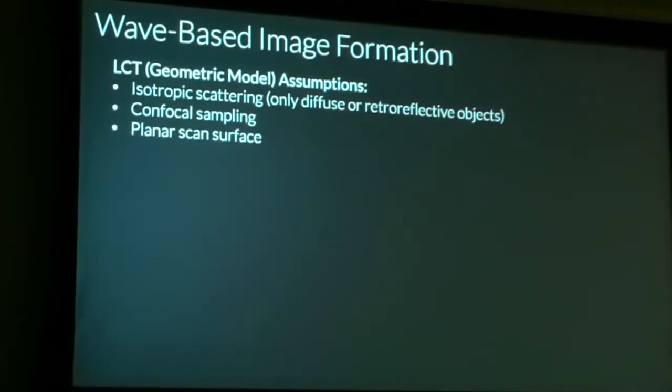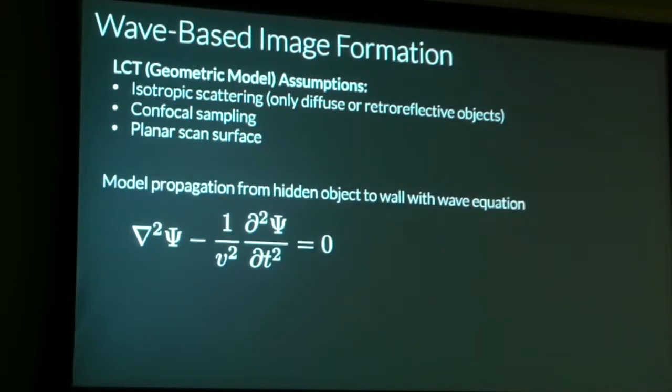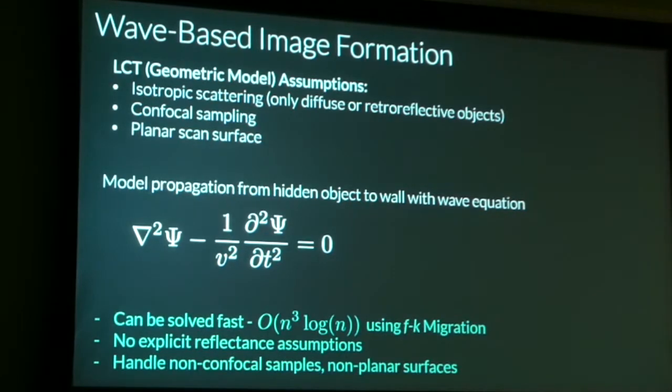So this light cone transform image formation model I described is a geometric model. And we had these assumptions that I described that go along with this. But it turns out we can also model this propagation of light from the wall to the hidden volume and back using the wave equation. We can have a wave-based model. And this has a few benefits. We can solve this just as fast as we did before. We don't have to make any explicit assumptions on the reflectance of the hidden object, so we don't have to assume that it's isotropically scattering. And it turns out we can also handle non-confocal samples and non-planar surfaces.